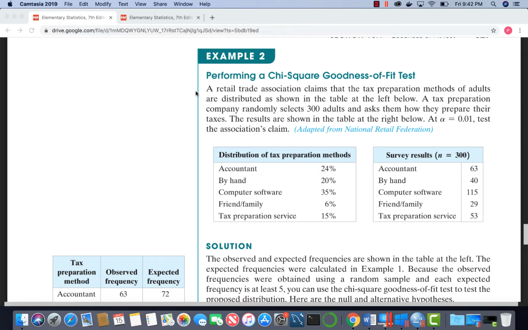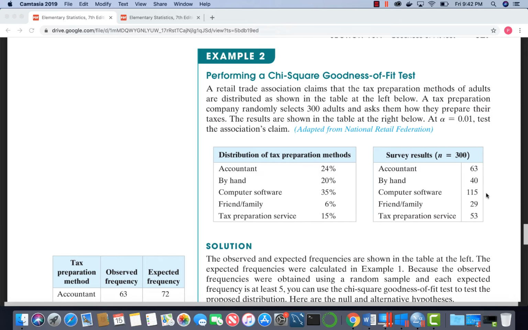Okay, now, they're asking us to test the association's claim, and if we look at this, the association is claiming that the tax preparation methods are given in this table. These are expected frequency distributions as percentages. This is done from a study with 300 people. So these are observed frequencies.